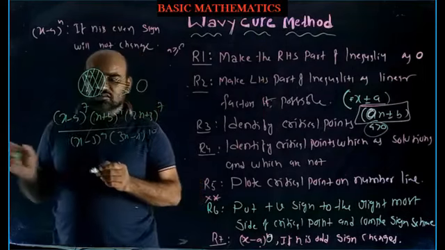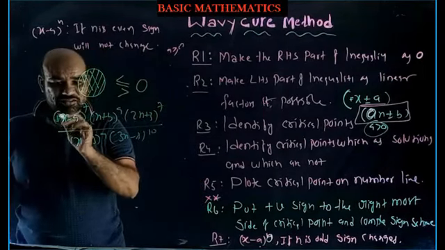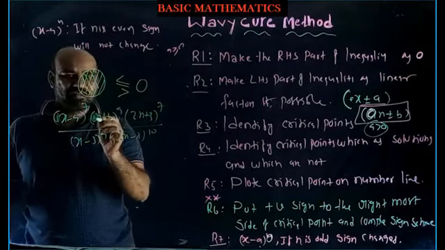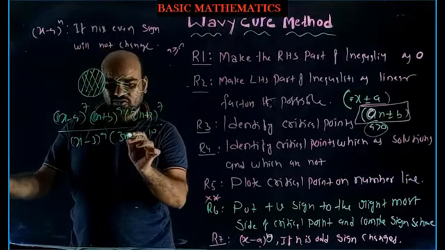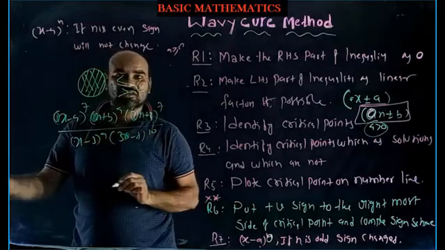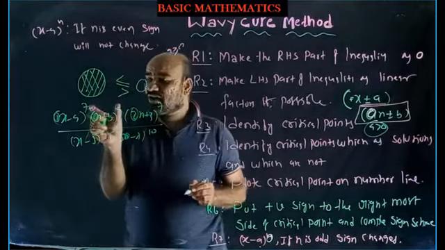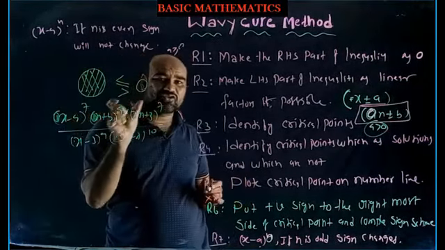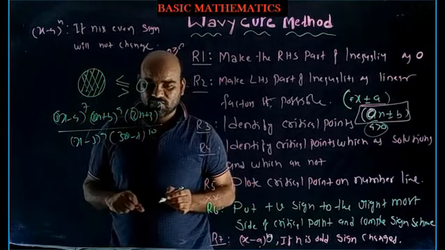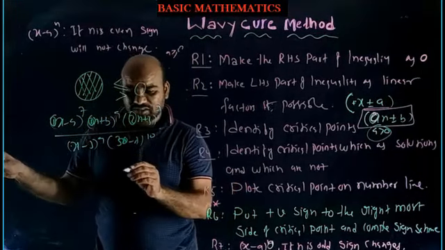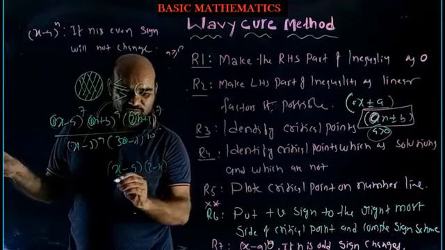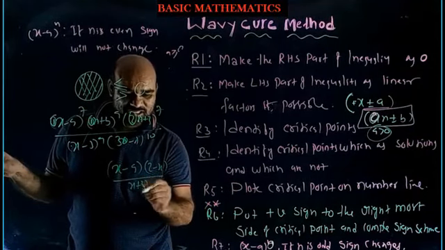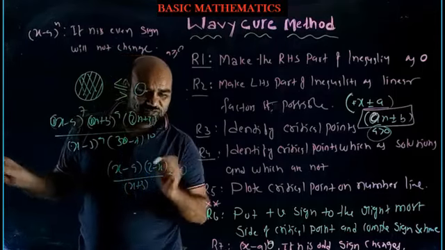The x coefficient should be positive. So here we will get linear factors, and the x coefficient should be positive. For example, a problem is given like this: (x minus a) into (2 minus x) by (x plus 3) is less than 0. We want to solve this.